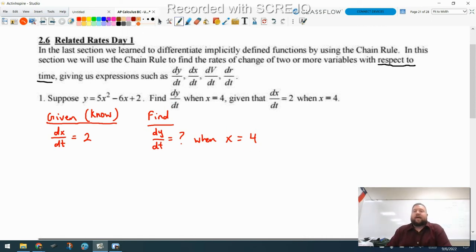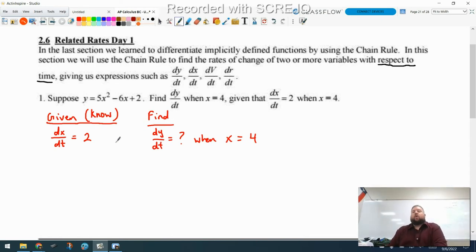What that means is, as we go through time, x and y are both variables. They're changing from second to second, from nanosecond to nanosecond. They're always changing. So what we're going to do is take a snapshot in time, and that snapshot is going to be when x is equal to 4 exactly. What are the rates of change doing?